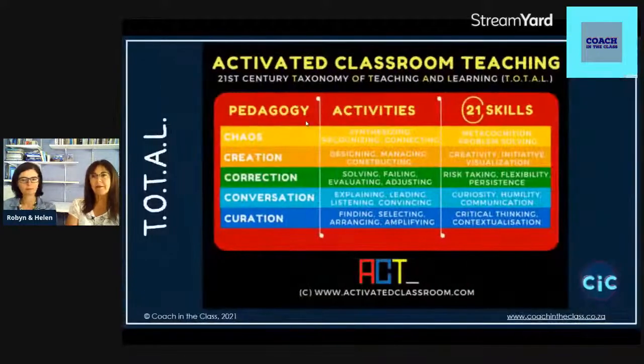And then our South African from KwaZulu-Natal, Craig Blewett, offers this taxonomy for the activated classroom, going from curation up to his highest order, which is chaos. And look what is in the 21st century skill there: problem solving. Yes, and so chaos is lovely.